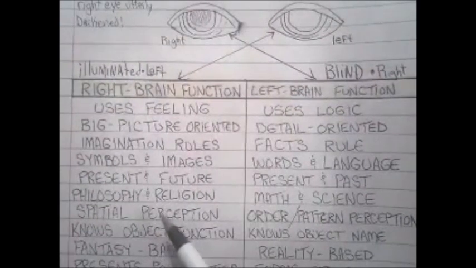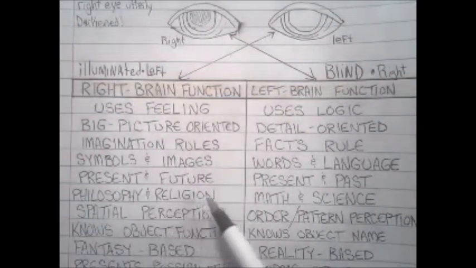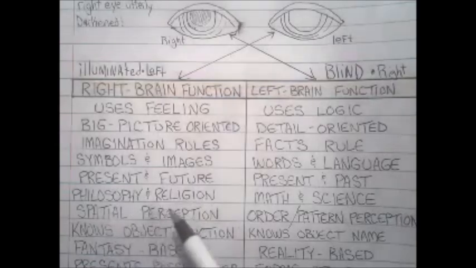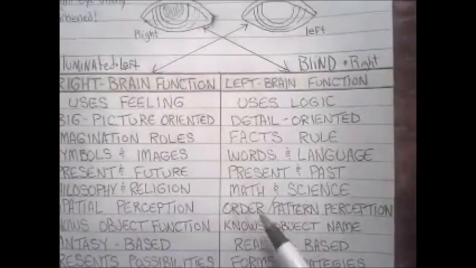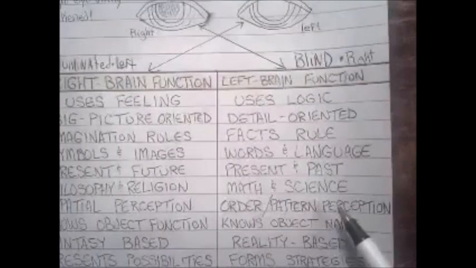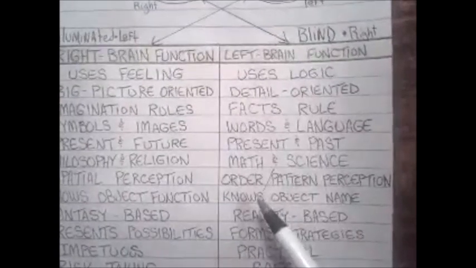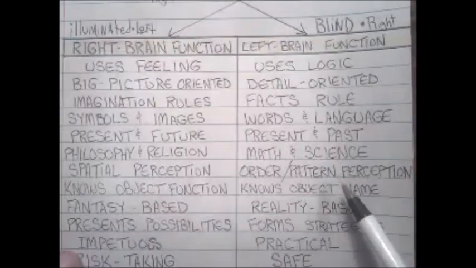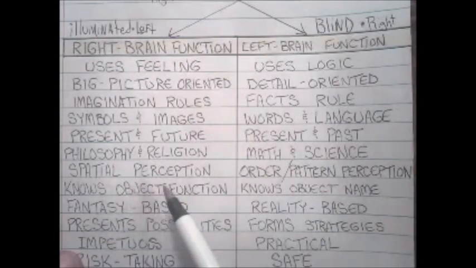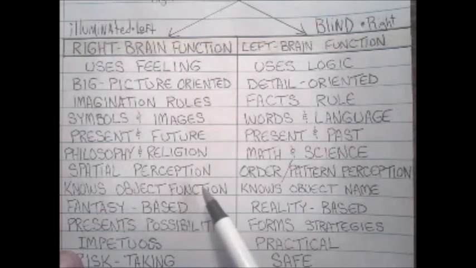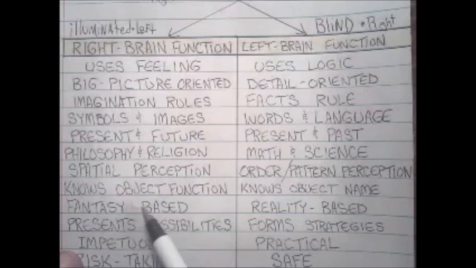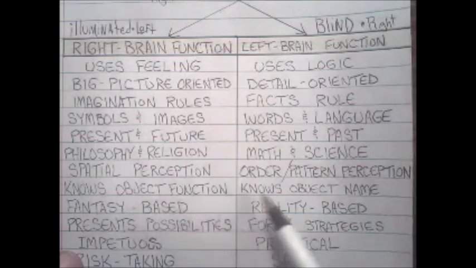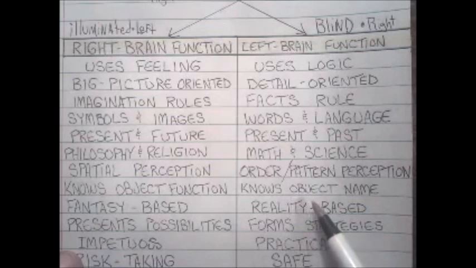They have a spatial perception, which means they are understanding the interconnectedness of everything. And then they only allow us order and pattern of which they create. They only want us to know an object name. And then if they name it, they give it the definition. They know the object function regardless of the name or the definition. They entertain a fantasy-based reality, while they keep us constrained in a reality-based environment.